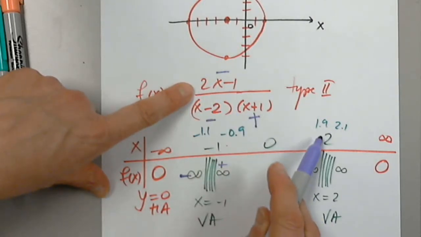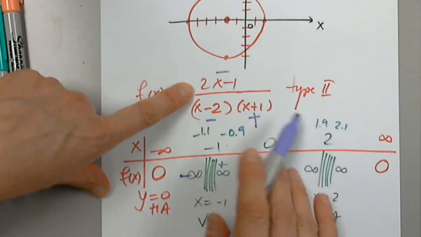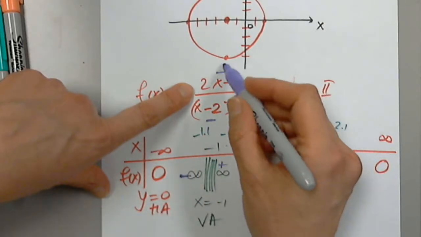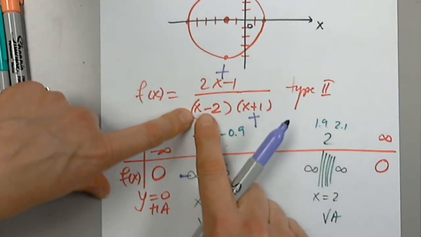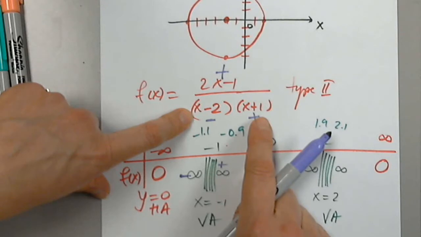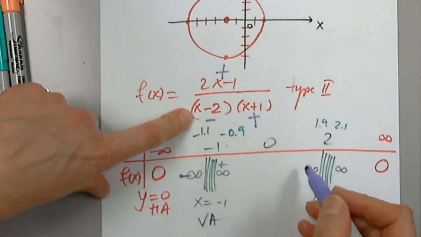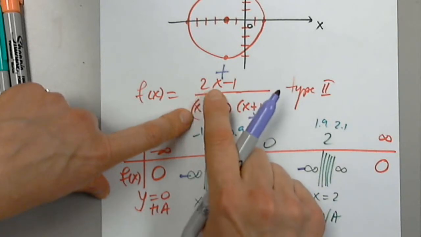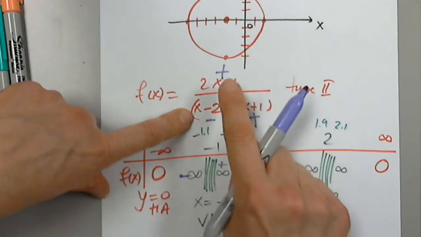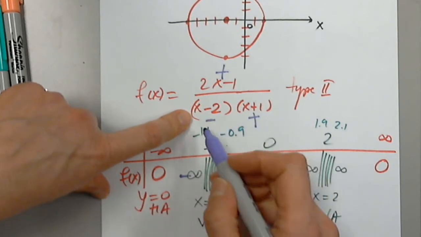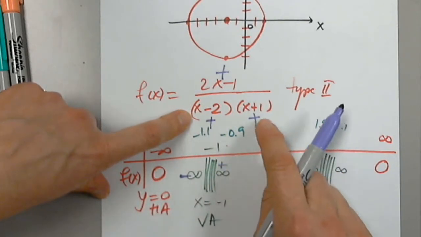With 1.9, the top: 2 times 1.9 is 3.8. 3.8 minus 1. Perfect. 1.9 minus 2. And 1.9 plus 1. Only one negative. And with 2.1, 2.1 times 2 will be 4.2 minus 1, positive. 2.1 minus 2, and positive.